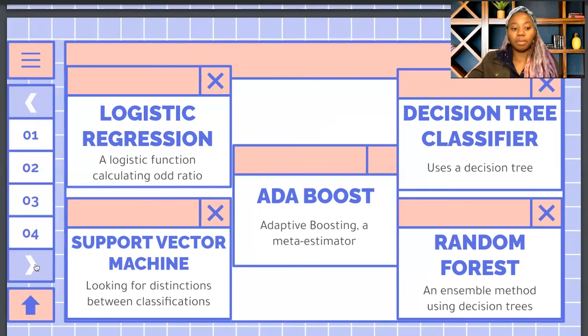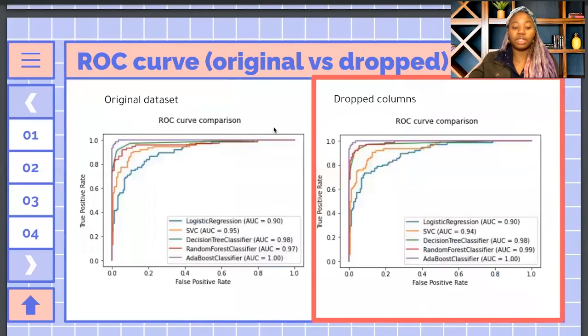As part of evaluating the models and comparing them to each other, we have an ROC curve. The original data set means it has the new column of the combined risk factors, but it does not drop the original columns that go into it. Dropped columns means it also has the risk factor combined column, but it does drop the underlying features that go into that. And there is a bit of a difference between the two, but not much. So I'll just focus on this one.